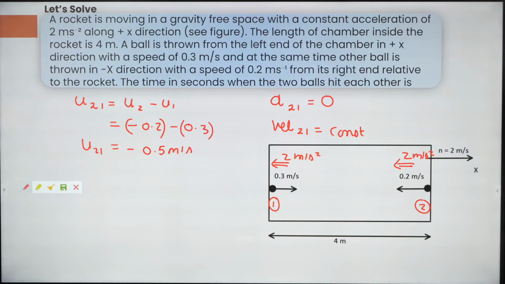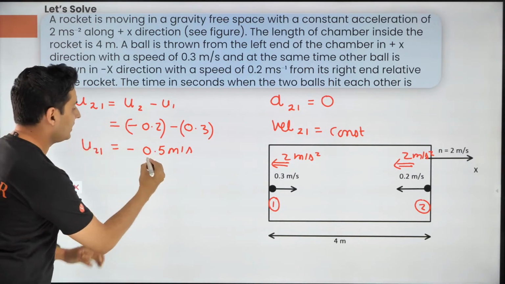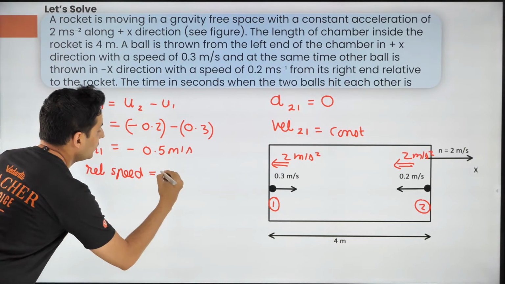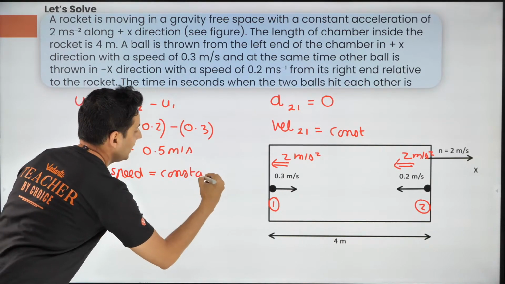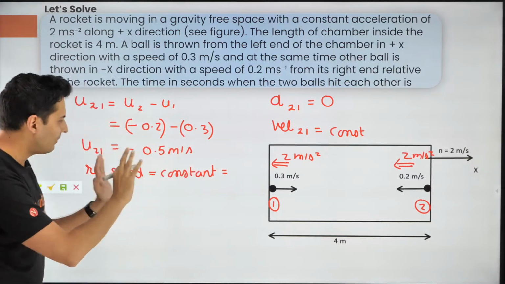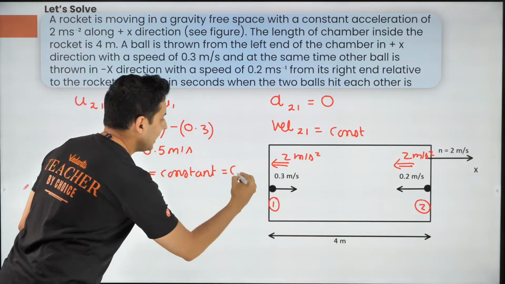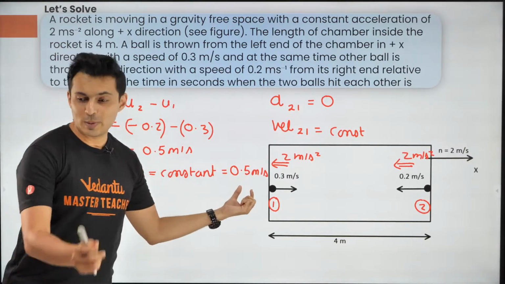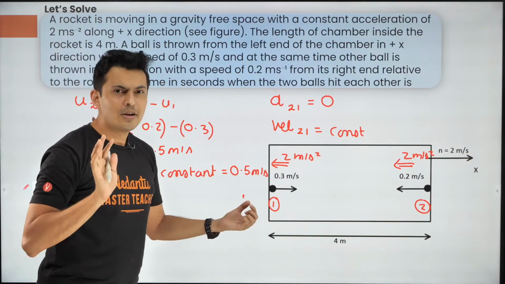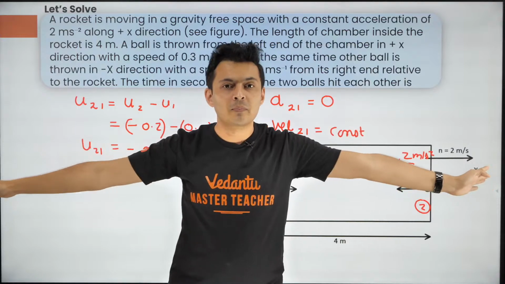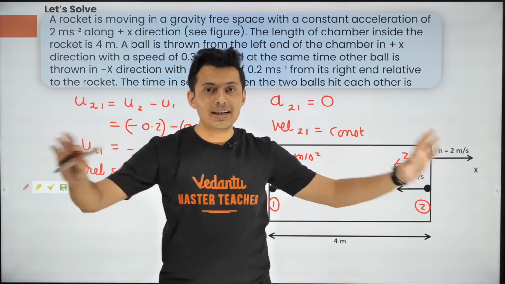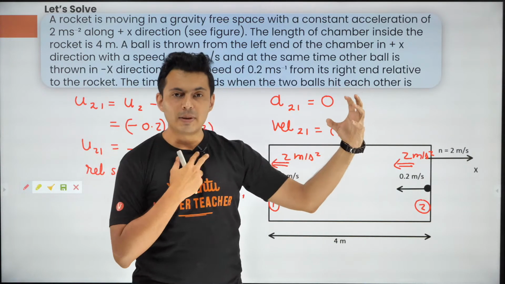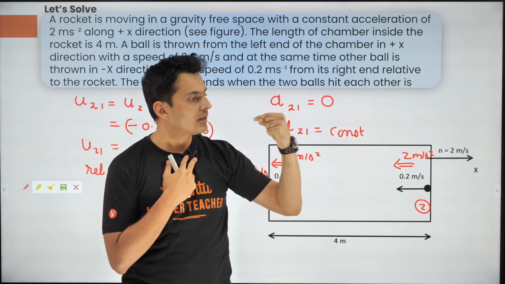Now, my point is, this velocity, so basically the relative speed, is going to be constant, and that relative speed, I'm just talking about the magnitude, is going to be 0.5 meters per second. So now it is a simple problem. Forget the acceleration, forget everything else. I tell you, the velocity of this guy with respect to me is 0.5 meters per second.